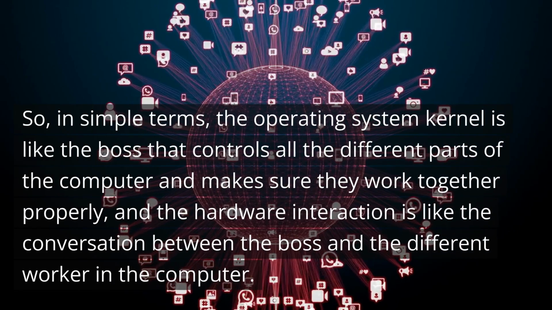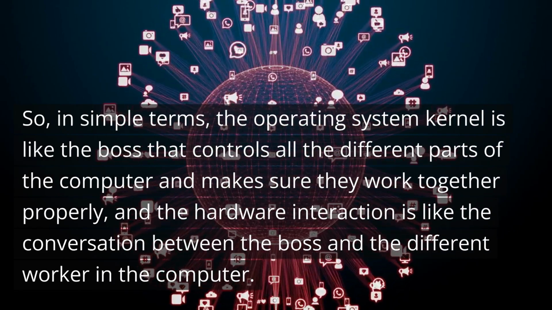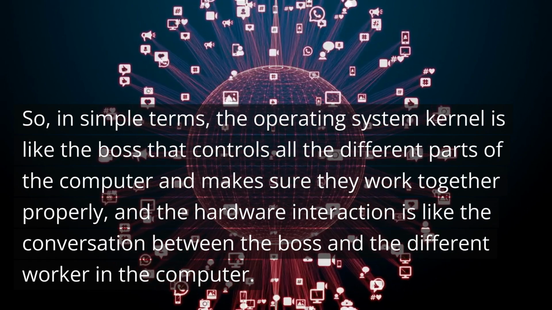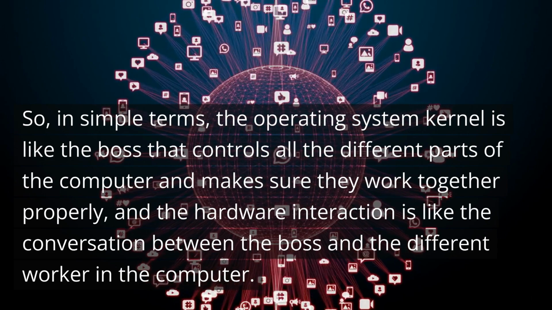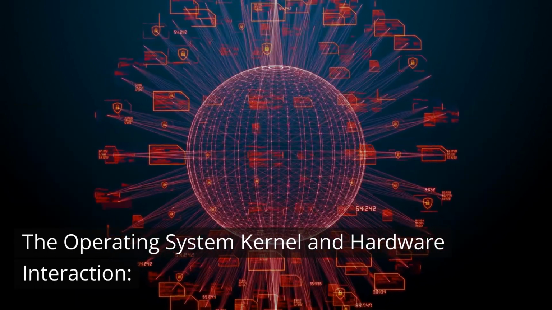So, in simple terms, the operating system kernel is like the boss that controls all the different parts of the computer and makes sure they work together properly, and the hardware interaction is like the conversation between the boss and the different workers in the computer. The operating system kernel and hardware interaction.